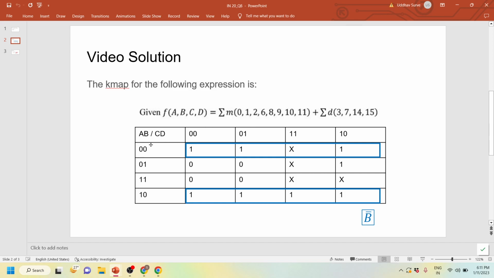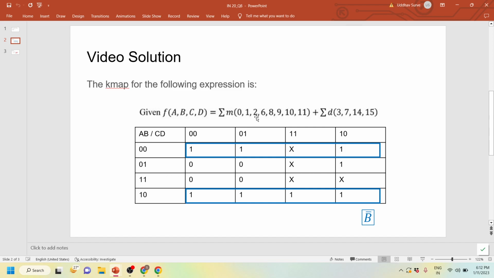And these two combinations, 0 0 0 0. So ABCD 0 0 corresponds to 0, where the min term is given as 1. Then 0 0 0 1 is 1 in binary. 0 0 1 1 is 3 in binary, which is given as don't care. 0 0 1 0 is 2. So 0 1 2 3, like that in binary, till 15. 0 to 15 we have to construct.